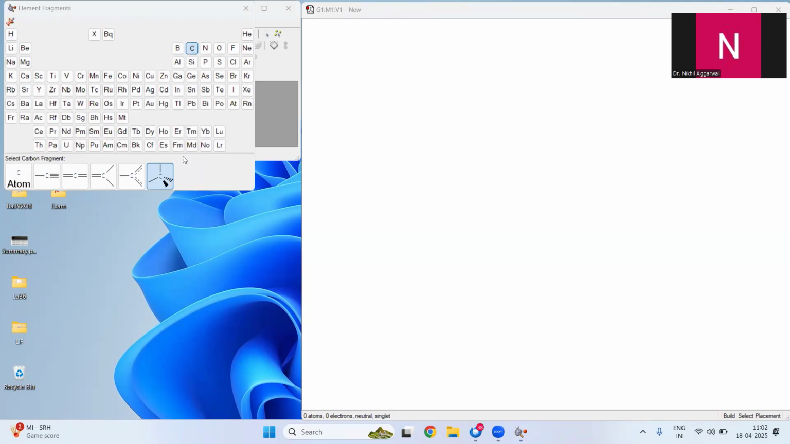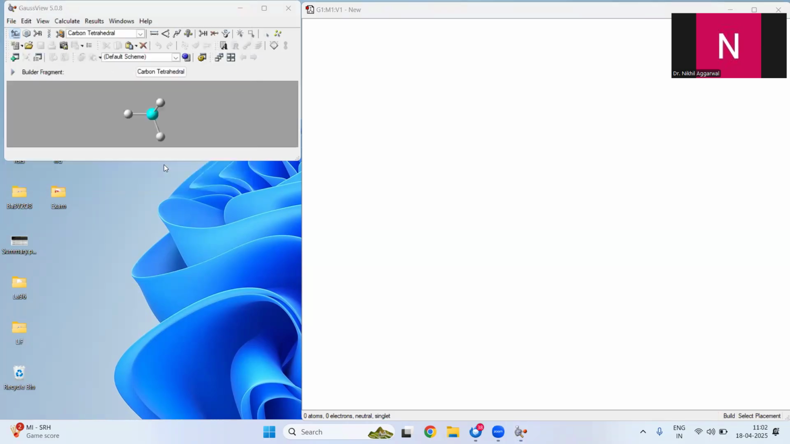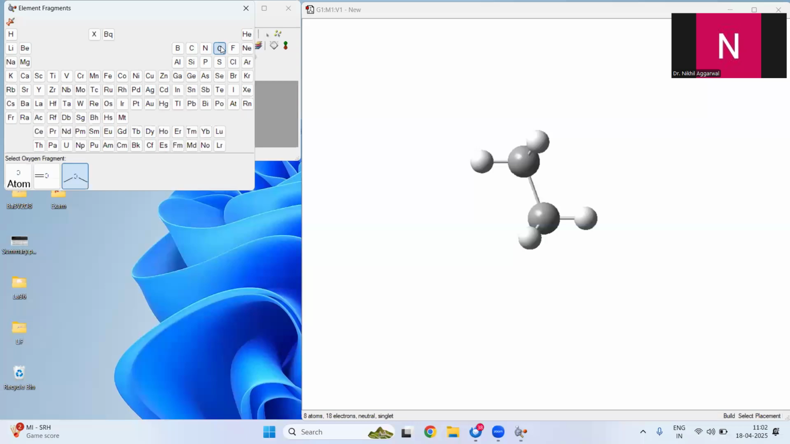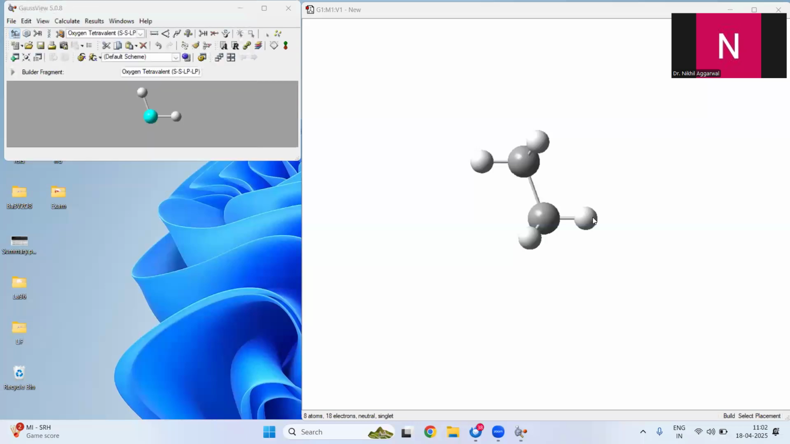So I'll take ethanol, I'll prefer CH3, CH2, and then OH. So quickly draw the ethanol molecule, and then as and when you are done, reply with done.